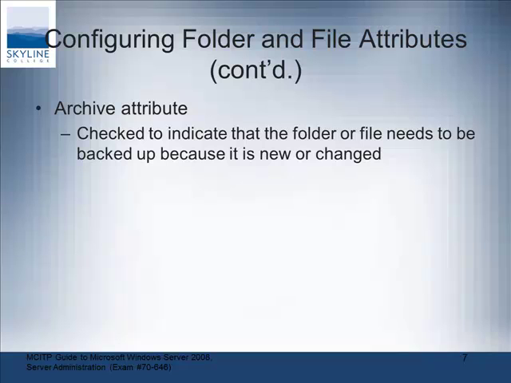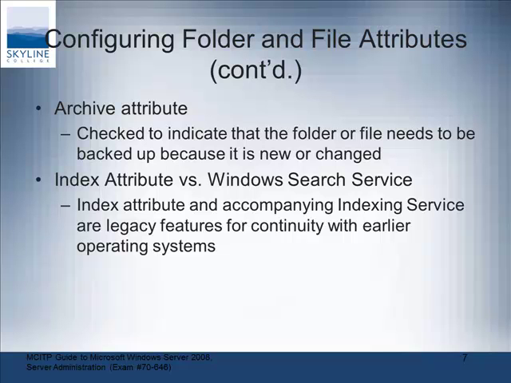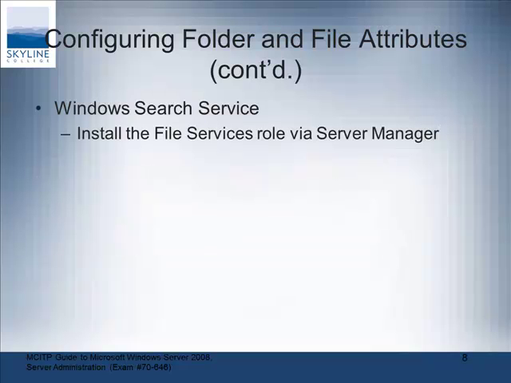Archive check to indicate the folder needs to be backed up because it's newer changed. Been there, done that. Index for the Windows search service. And the Windows search service is part of the file system. It's not always that obvious as to how to get there. But that's something that you have to add.